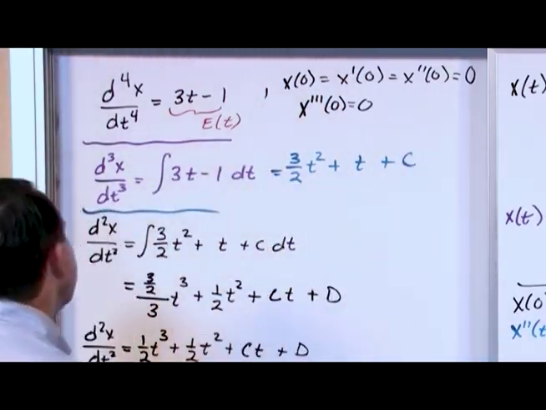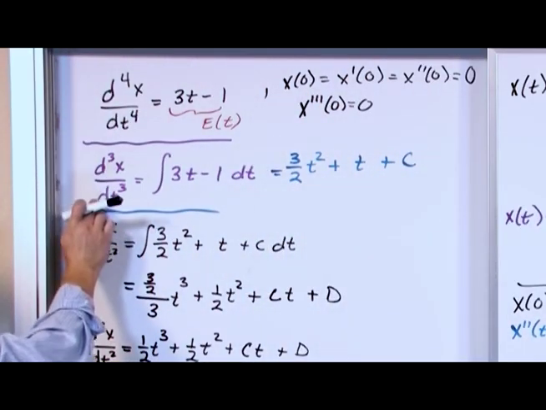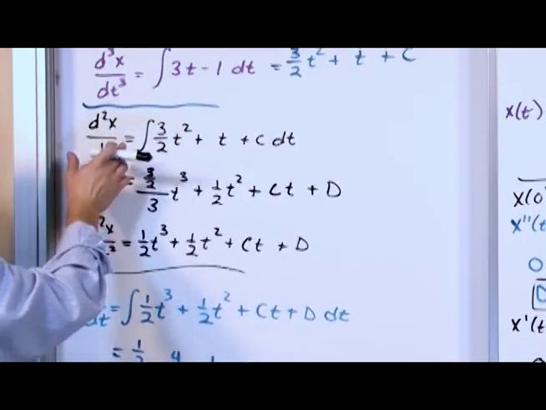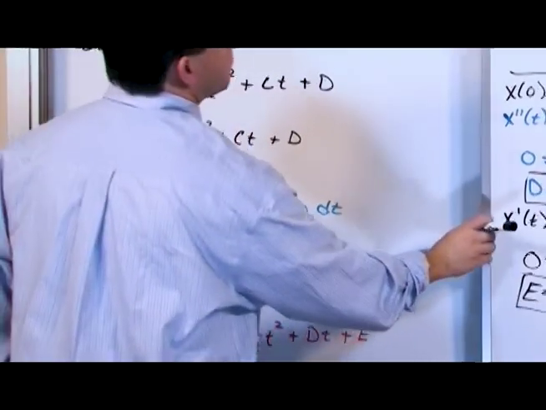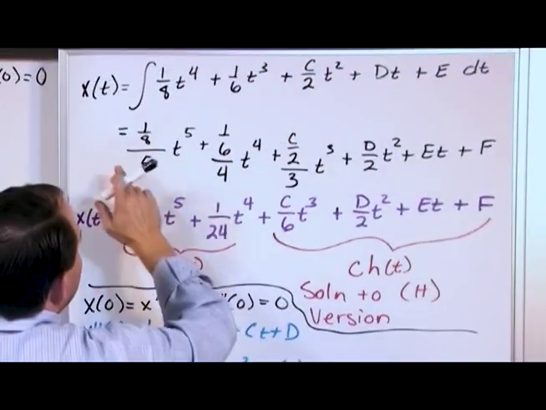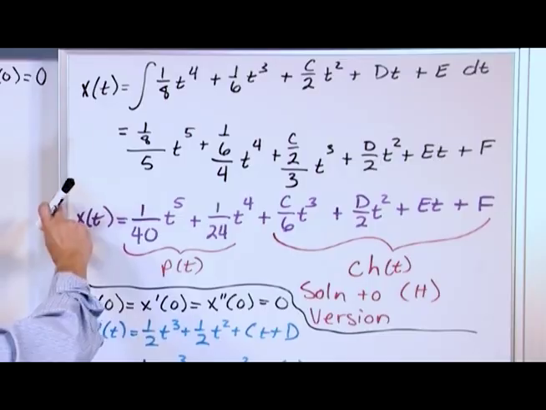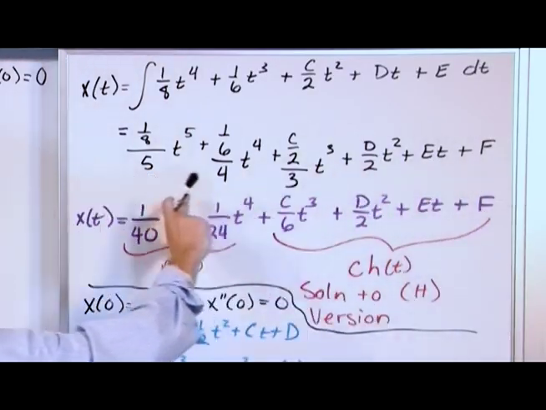So what we do is we integrate both sides. We get the third derivative here. We integrate that again. We get the second derivative. We integrate that again. We get the first derivative. And when we integrate the first derivative, we get x of t, which is what we want. So this is the general solution to the whole enchilada.